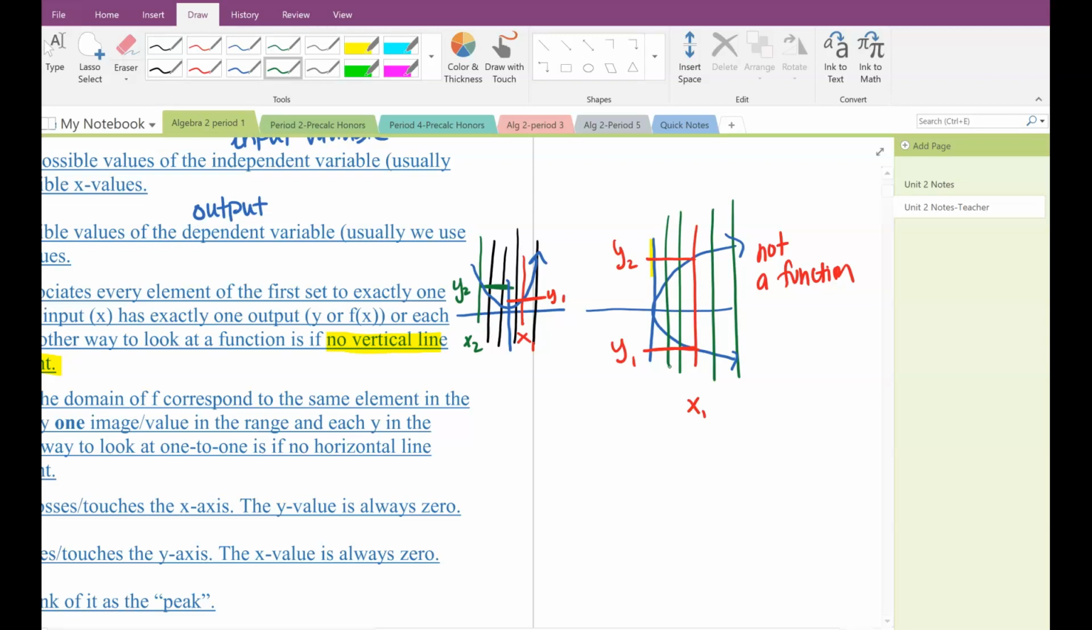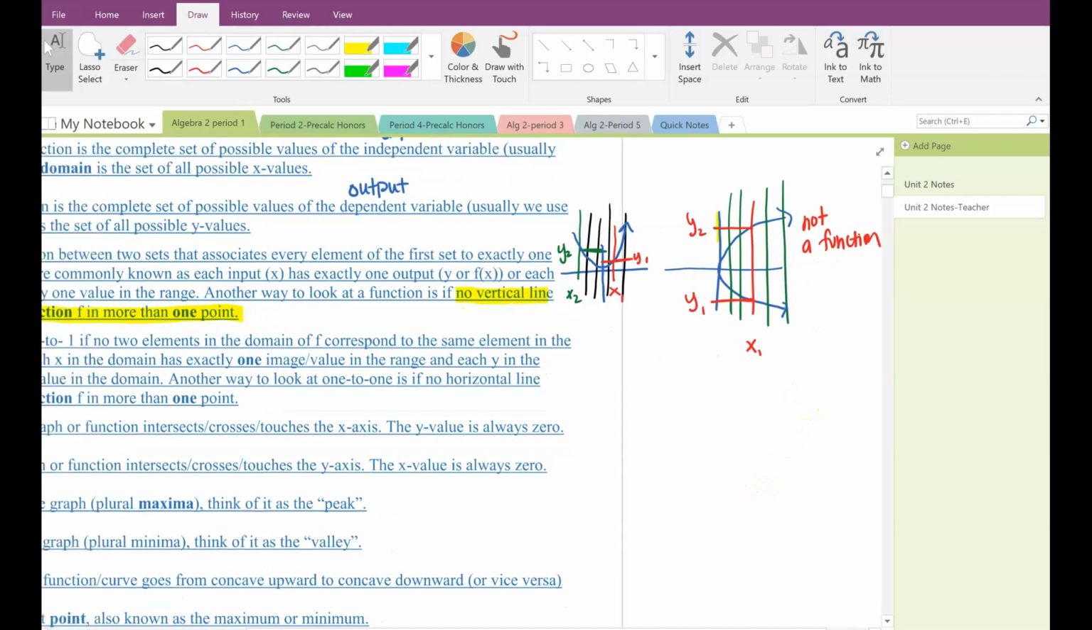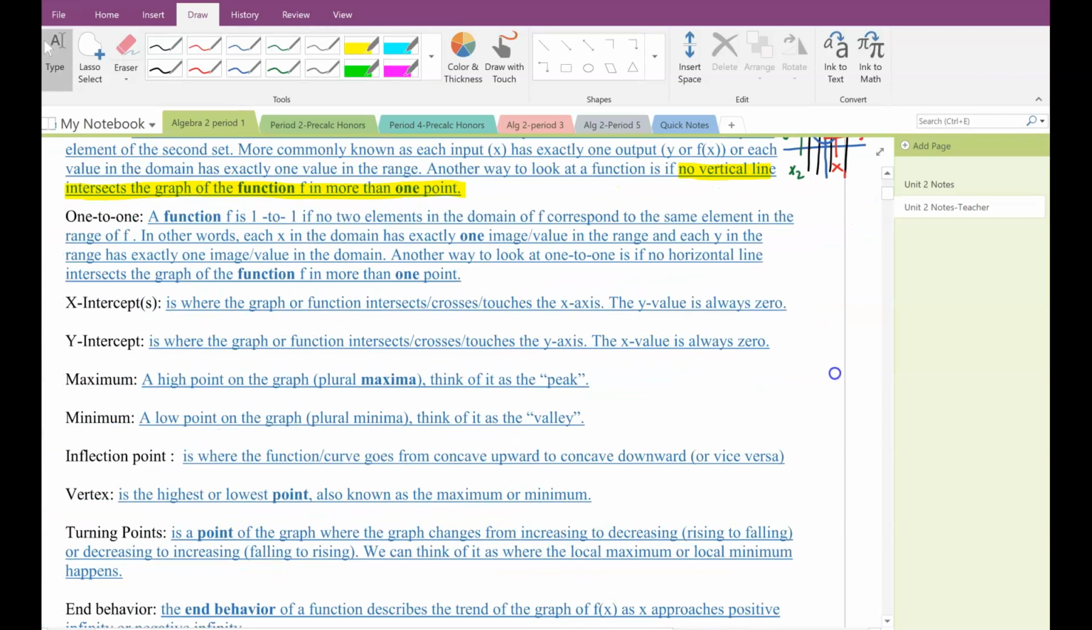So a function means that for every x, there's only one y, or it passes your vertical line test. When I say pass, it cannot intersect more than once. Now, a one-to-one function is even more strict.